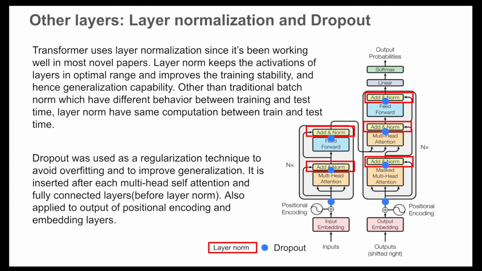Dropout was used as a regularization technique to avoid overfitting and to improve generalization as well. Dropout is inserted after each multi-head self-attention and fully connected layer, but it is before layer norm. It is also applied to the output of position encoding and input embedding or output embedding.